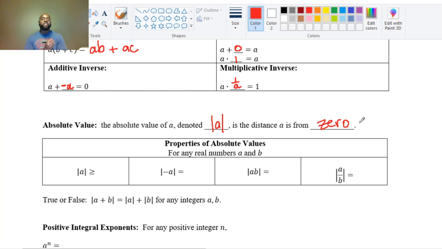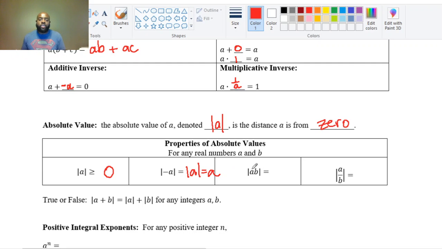And so these are some properties of the absolute values. The absolute value of A is always greater than or equal to 0 because it is a distance. And so if I'm just looking at a strict absolute value, that value should always be greater than or equal to 0. The absolute value of negative A is the same thing as the absolute value of A, right? Because you're just on the opposite side of 0 compared to where you would be if you were just A.